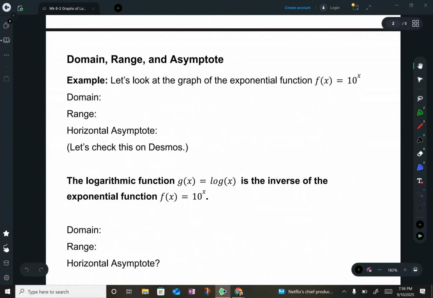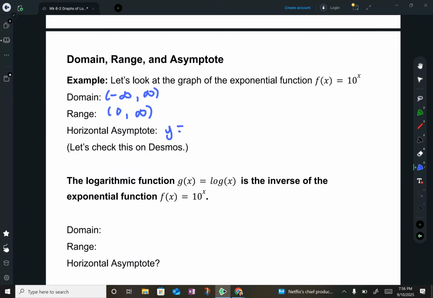All right, let's start by looking at the graph of the exponential function f of x equals 10 to the x. The domain, remember, of all exponential functions is minus infinity to infinity. The range is 0 to infinity. And the horizontal asymptote is y equal to 0. And let's go ahead and just check that in Desmos.